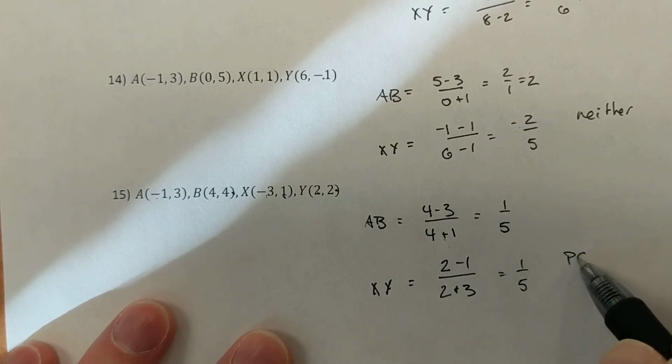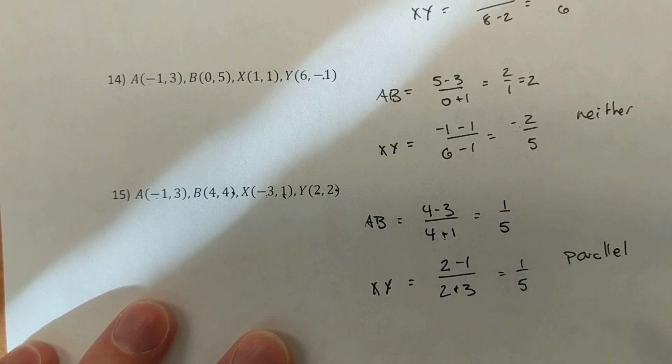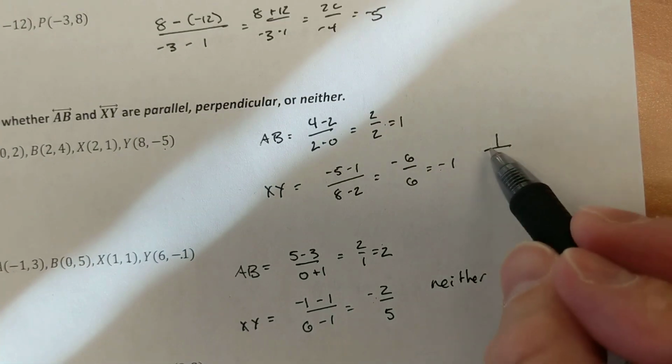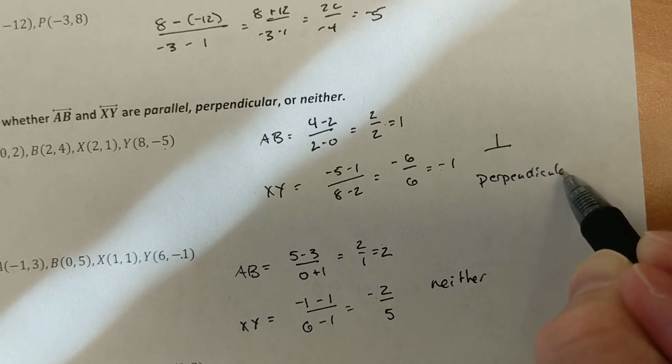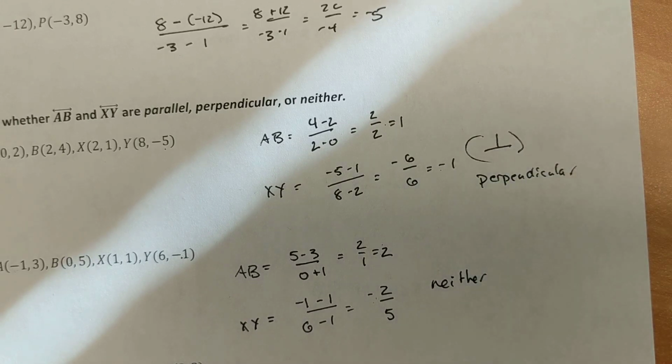Those numbers are the same, so that's parallel. Symbol for parallel looks like that. So up here, that upside down T, that's the symbol for perpendicular. And so that should get you through the review.